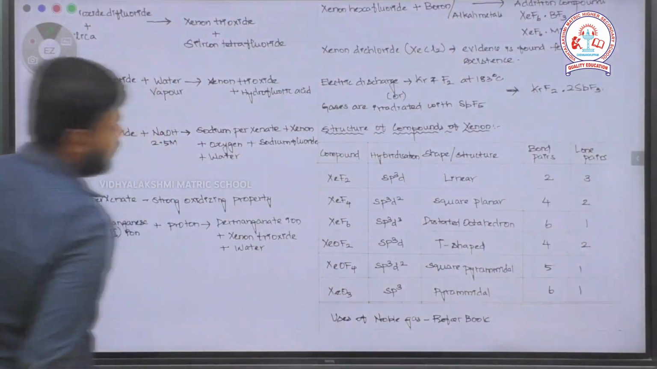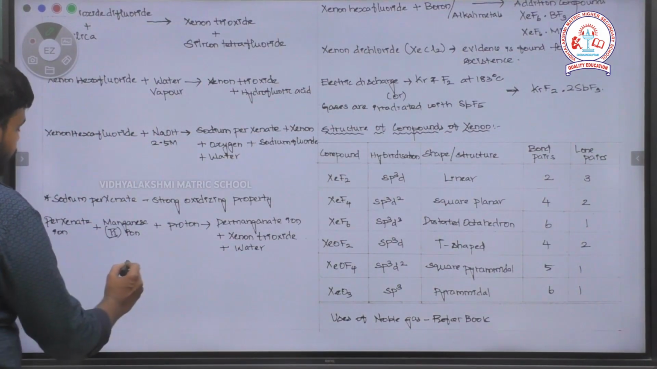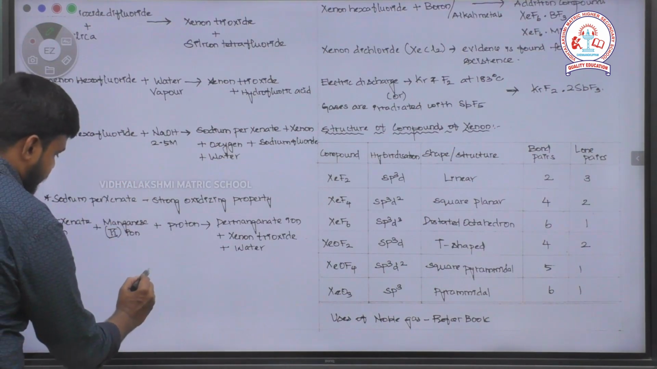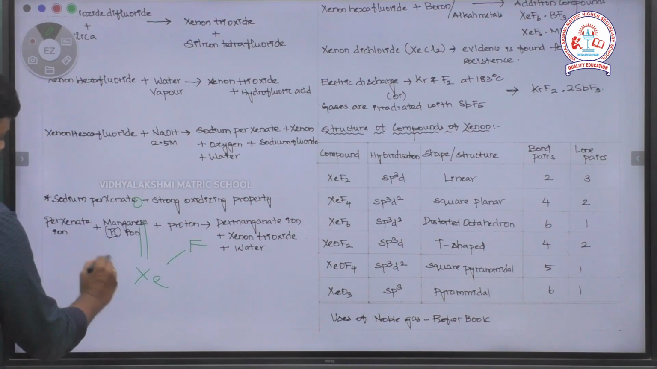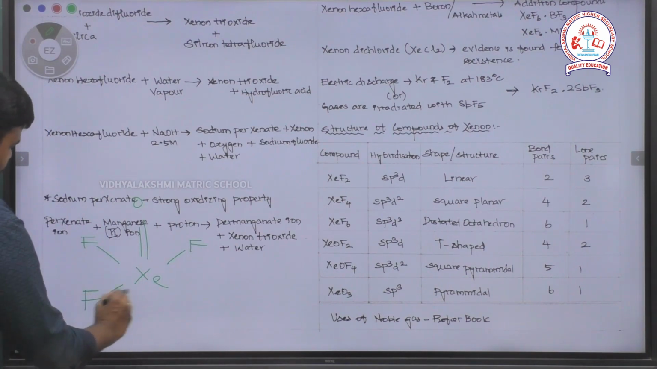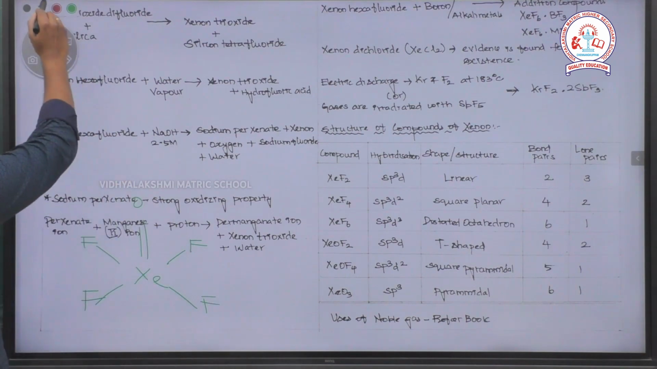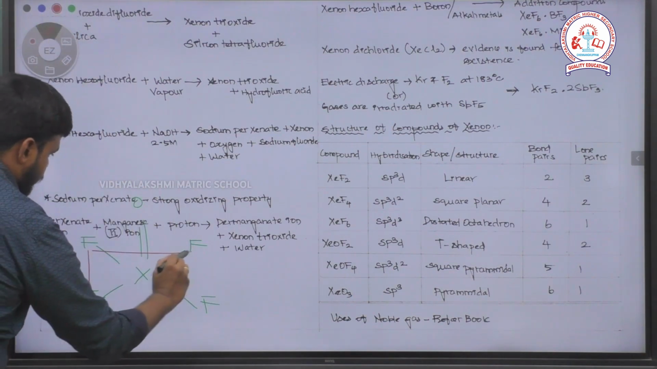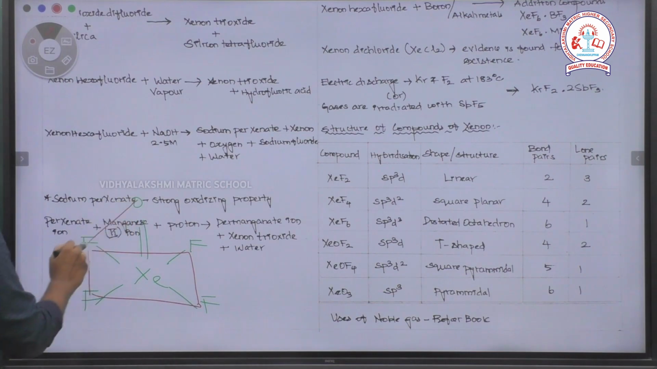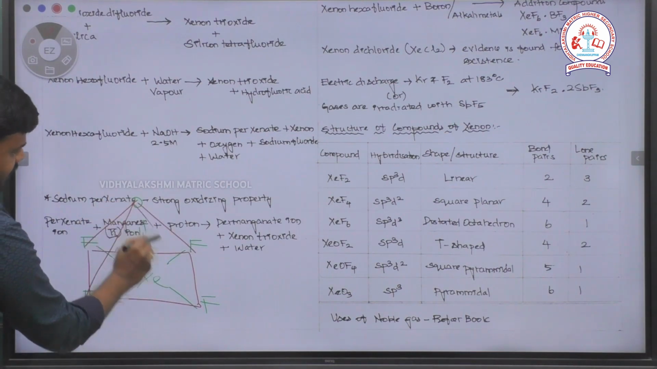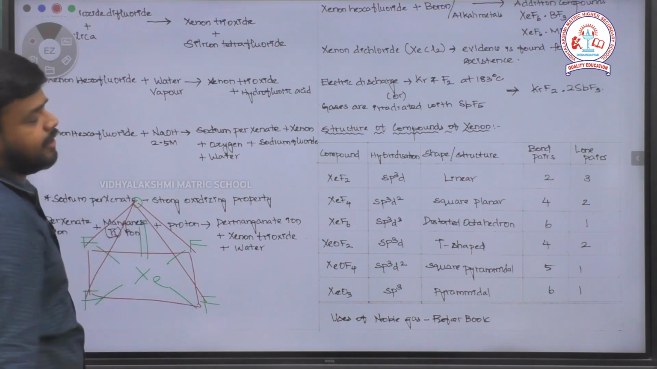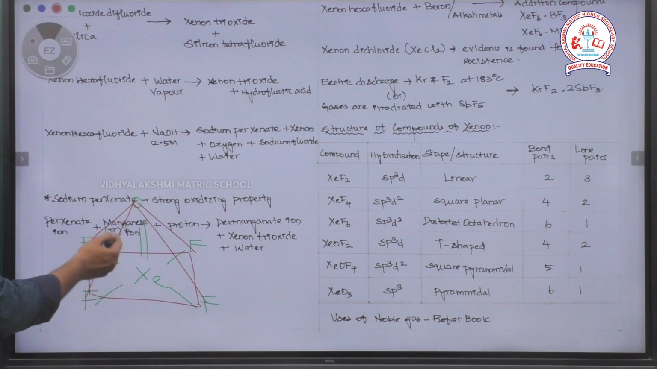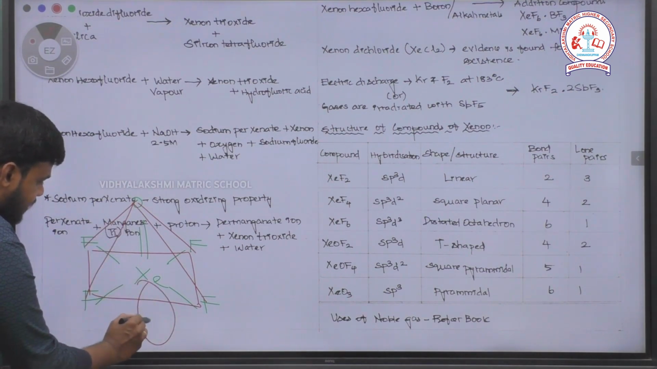Next one, XeOF4. For XeOF4, the structure is a square pyramidal structure. So it is XeOF4. So it's a square. If you connect this oxygen, you will get a pyramid. So it's a square pyramidal structure. Then out of this, 6 electrons are used for the bonding. Then the remaining 2 electrons will exist as a lone pair here.